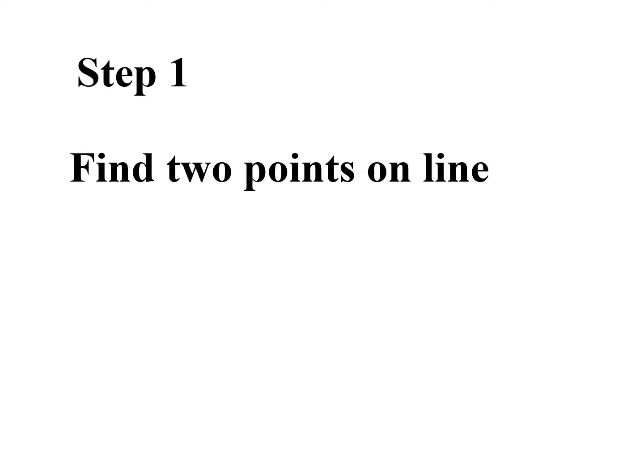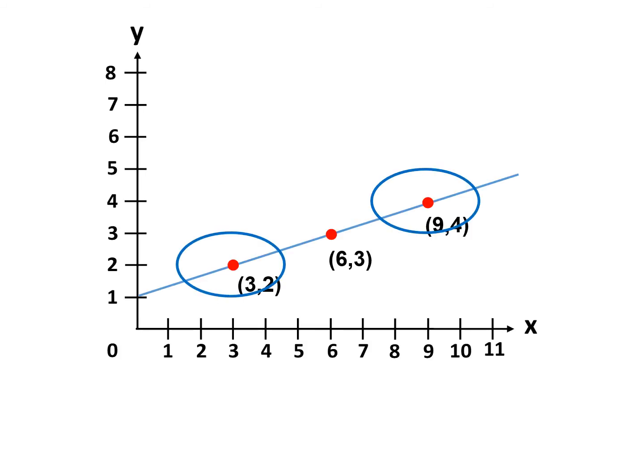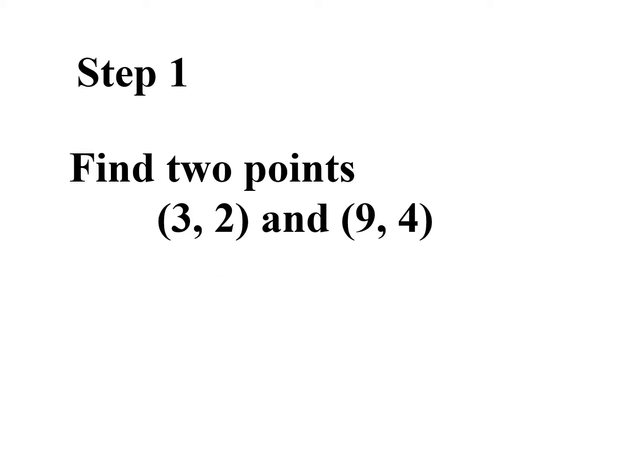So step 1 is to find 2 points on a line. This is the line we've been using as an example. We actually have 3 points to choose from. We can choose any 2 of these points. I've chosen to use the points 3, 2 and 9, 4, but I could just as well use 6, 3. So we've completed step 1. We have our 2 points.